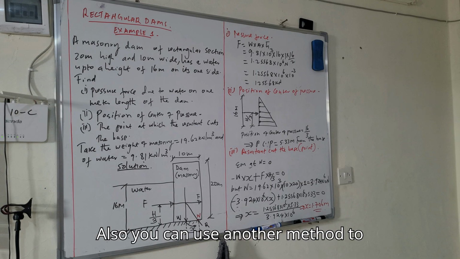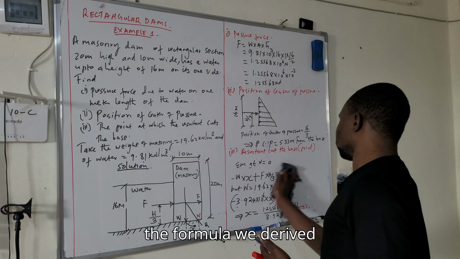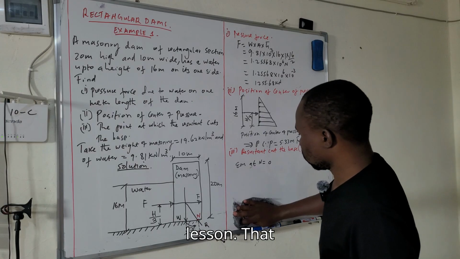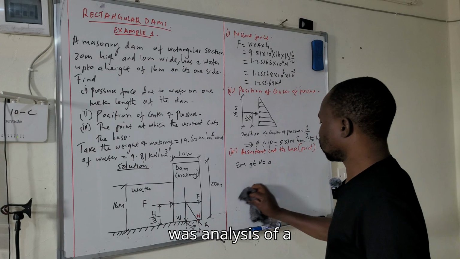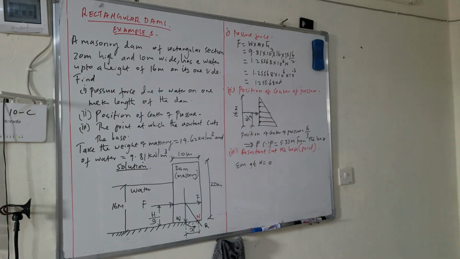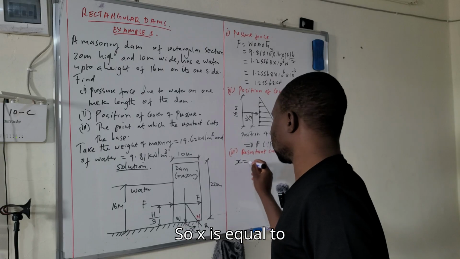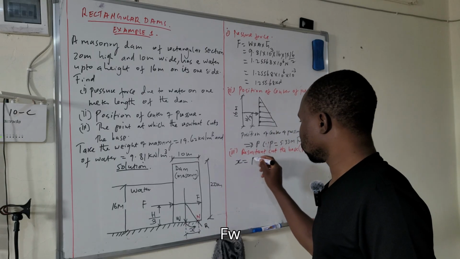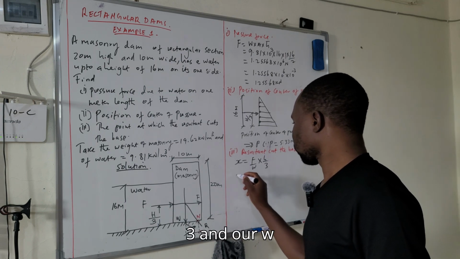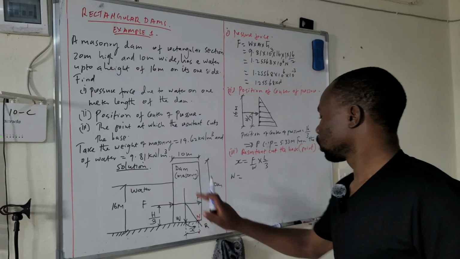Also, you can use another method to find this distance x. You can use the formula we derived in our previous lesson. That was the analysis of a rectangular dam. So this is the formula. X is equal to F over W times H over 3, and our W is the force of this dam.